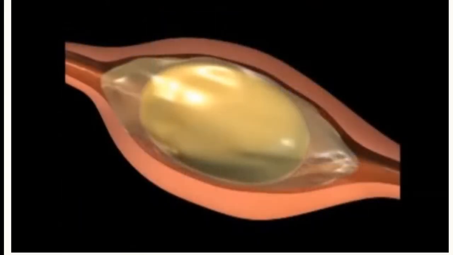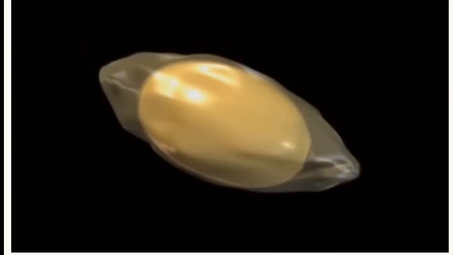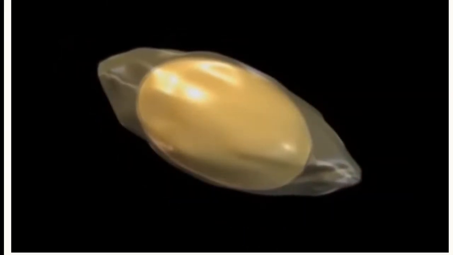The process does not result in a smooth, egg-shaped structure. In fact, an egg leaving the isthmus probably looks more like a prune than a plum.